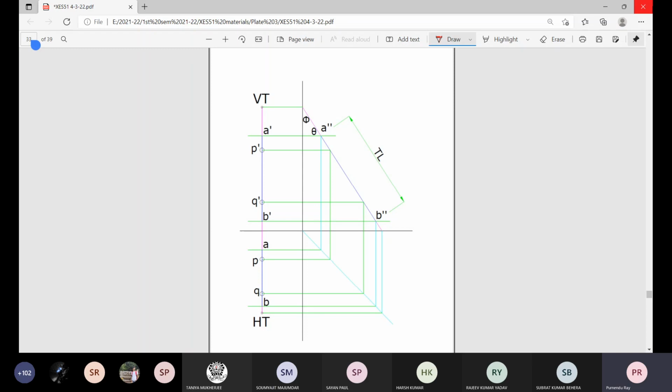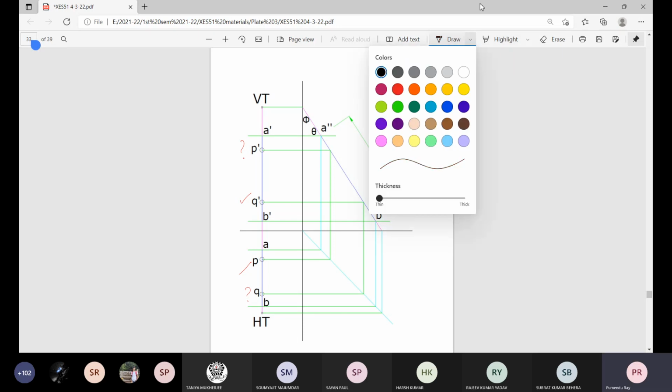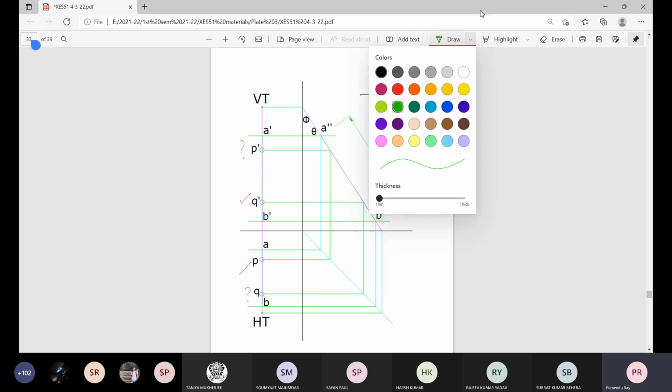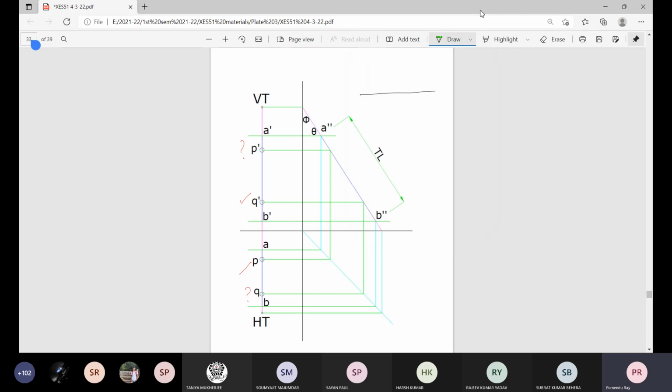So in this diagram, this P is given. Find out the elevation of P, and in elevation Q is given. Find the position of Q in plan. Okay. Now, would it have been in our previous standard cases that this is the ground line? The elevation planes are like this.